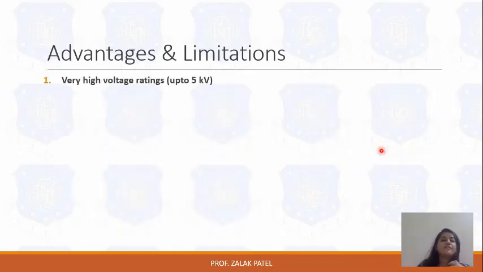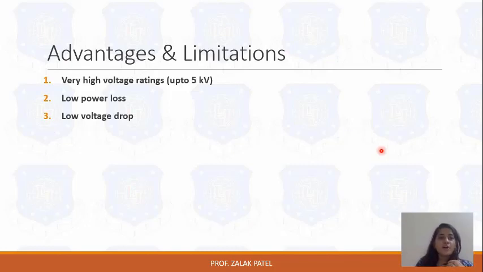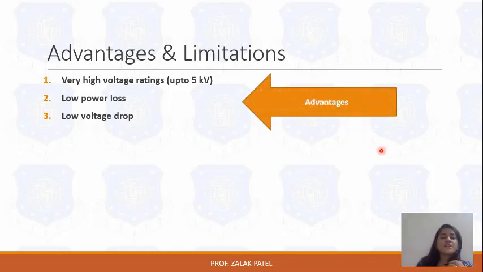Now let's see the various advantages as well as limitations of this diode. First one is it has a very high voltage rating. Second one is it has a low power loss. Third one is it has a low power drop or voltage drop. Because it has a low voltage drop, according to the equation power is equal to V square upon R, we can say that it has a very low power loss compared to the normal diode.